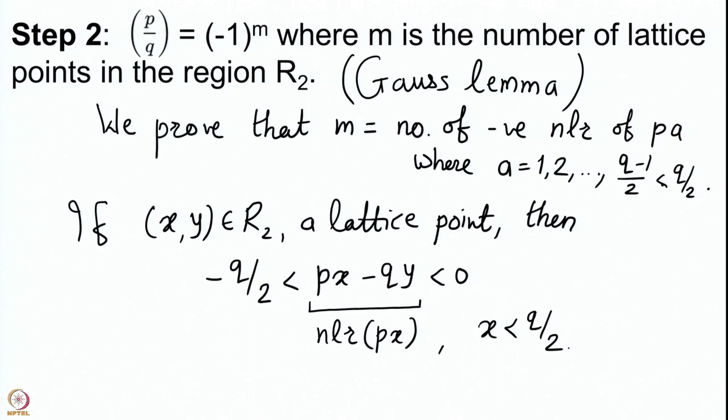So, x can be an integer from 1 to (q minus 1)/2. So, the pair (x, y) gives you a multiple of p which has negative numerically least residue, namely the multiple px. This is the multiple px of p with x less than q/2 but positive, such that the numerically least residue modulo q is a negative quantity.